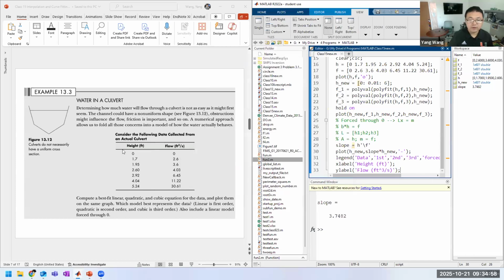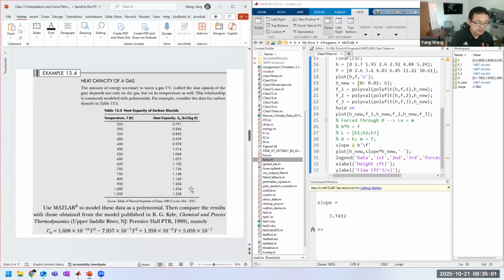Okay, so these are the different ways to fit the data point. Okay, the second example is trying to fit the heat capacity of certain gas, right? So the amount of energy necessary to warm a gas 1 degree Celsius depends not only on the gas, but also the temperature, right? Which is quite different from what we thought, because most of the time the heat capacity that we consider is going to be a constant, right? But then it turns out that if the temperature gets higher, the heat capacity of the gas also gets higher, which means that it can store more energy. So this relationship is commonly modeled by polynomials.